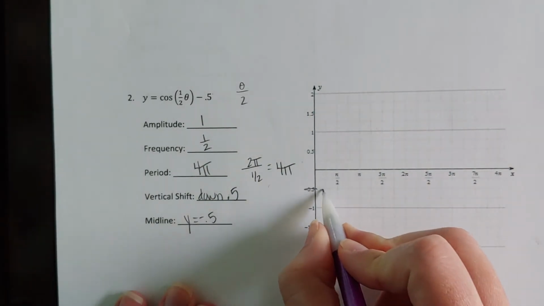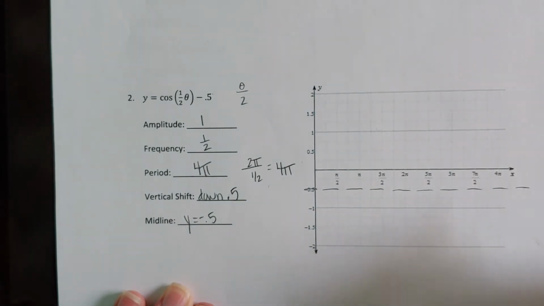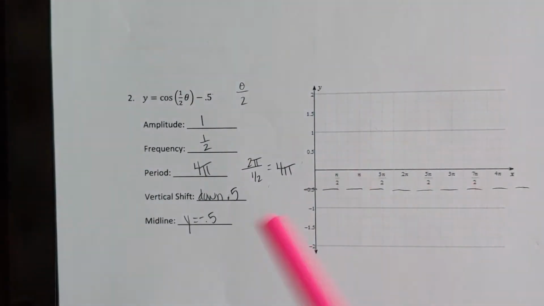So I'm going to make a midline. I'm going to put a dotted line at negative 0.5. I'm going to try to use a pen again. I did okay on that first one, so we'll see if I get this one right.